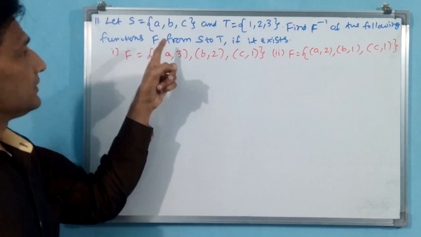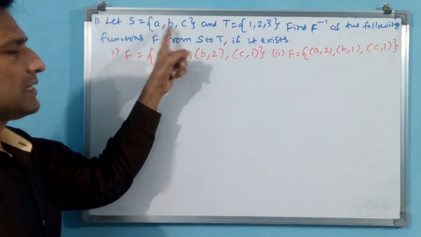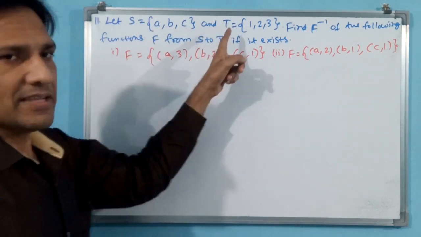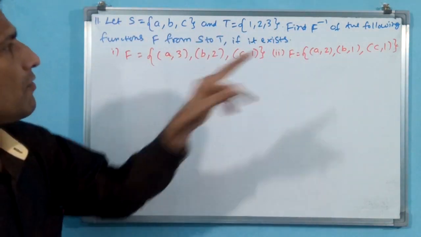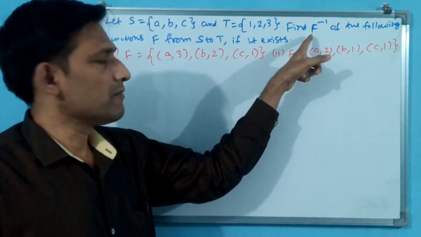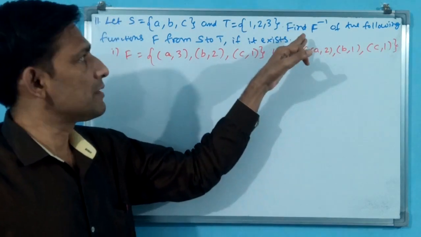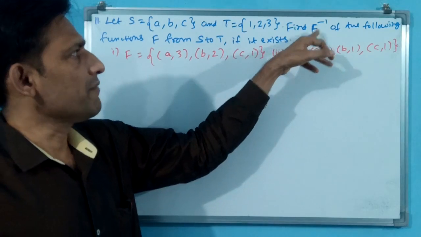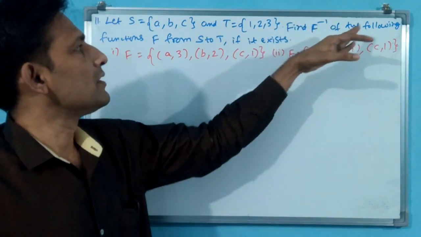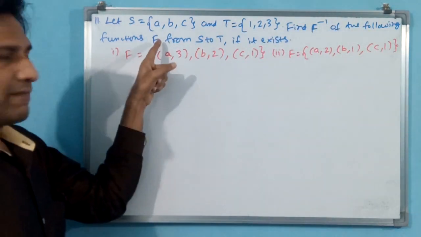Okay, see the 11th question. Let set S have A, B, C as elements. Set T has 1, 2, 3 as elements. These two are sets. Find F inverse. See here, F is a function only, but because he has taken a capital letter rather than a small letter. F inverse, the function inverse of the following functions F.